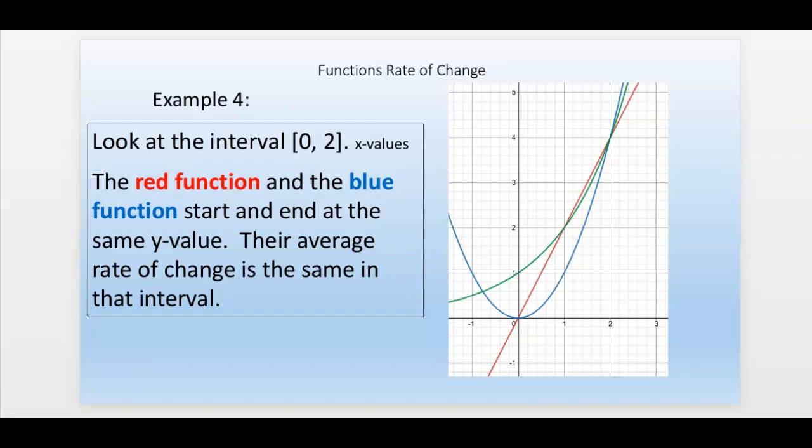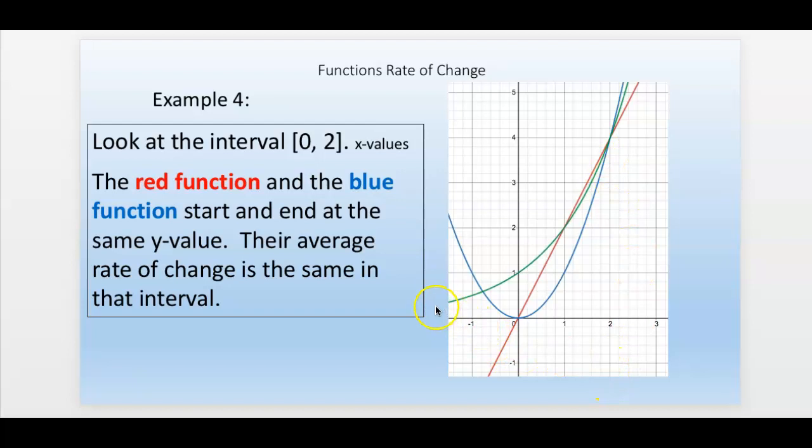This is a real good example that I want you guys to understand. These are 3 different functions here. The red function is a straight line. That's y equals 2x. The blue function is y equals x squared. That's a quadratic shaped like a U.